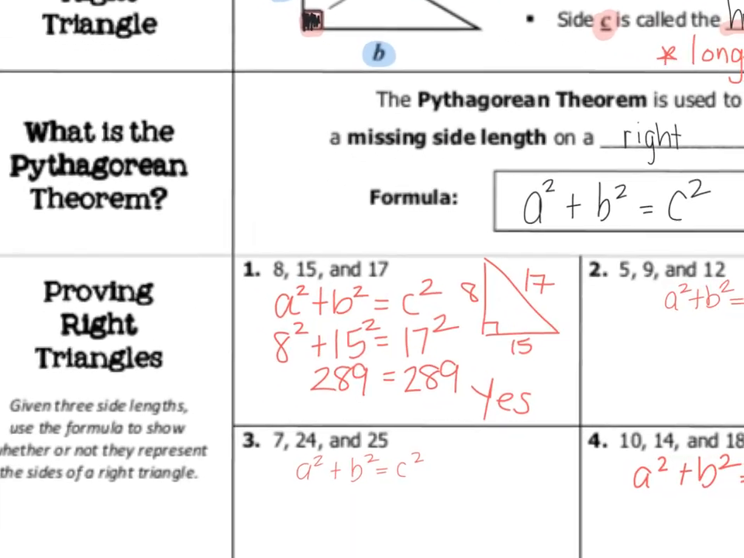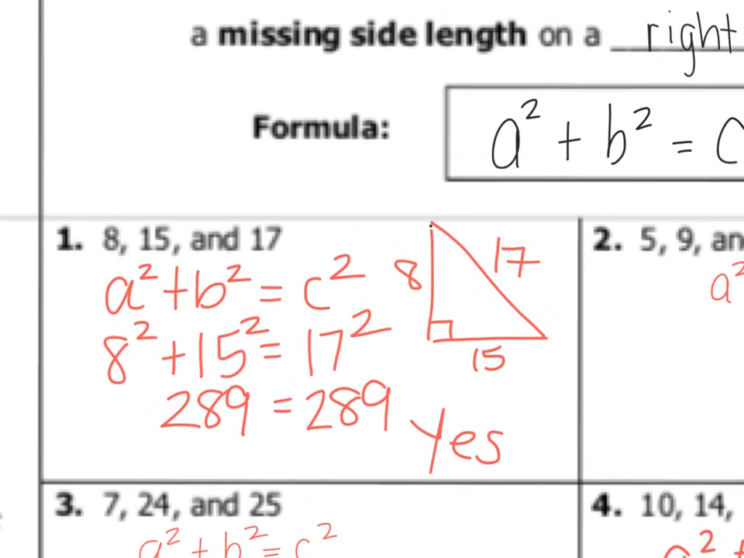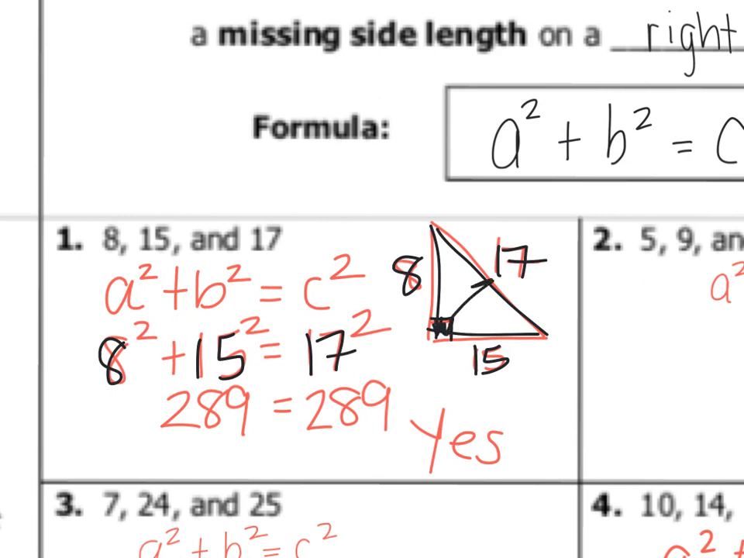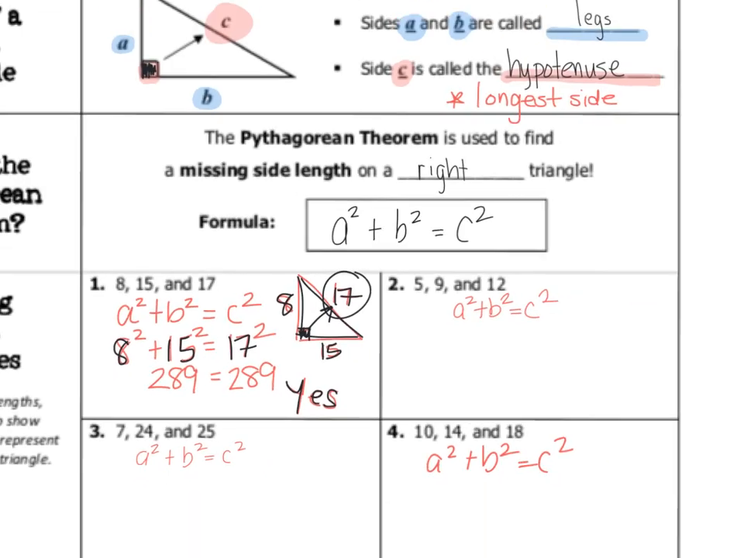It's asking to prove if it's actually a right triangle. When you look at my little triangle that I drew over here, the question is asking, could the sides be 8, 15, and 17? I plugged in the 8 for the A, the 15 for the B, and the 17 for the C, because remember, C is across from the right angle, so the biggest number is always C. I plugged it in to see if the left-hand side equaled the right-hand side, and it did.